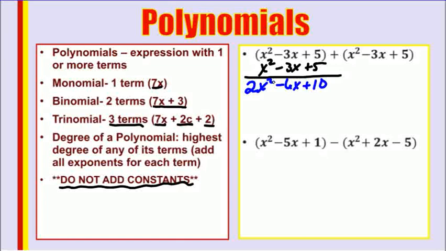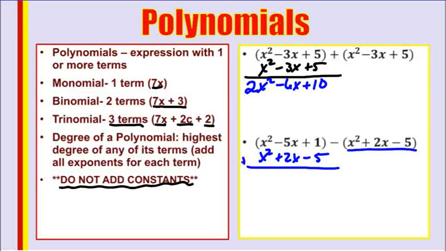I did not change the exponents. I just added the numbers that are in front. Next, x squared minus 5x plus 1, minus x squared plus 2x minus 5. I'm just going to put this one underneath. So x squared plus 2x minus 5.